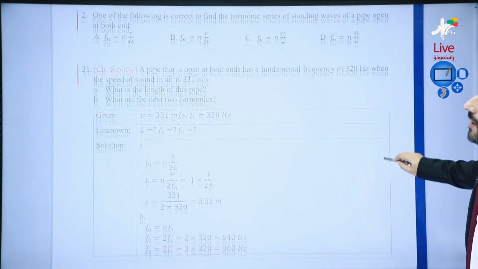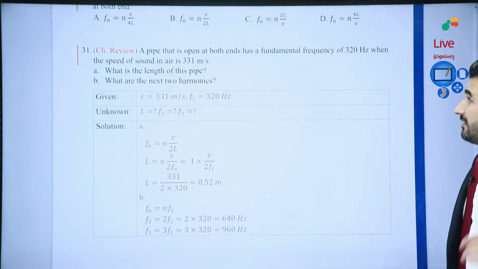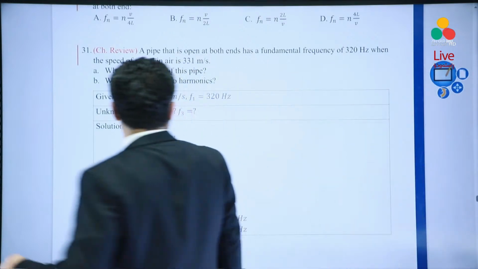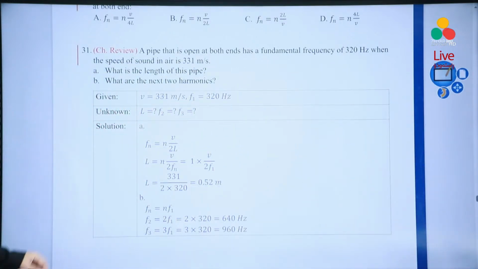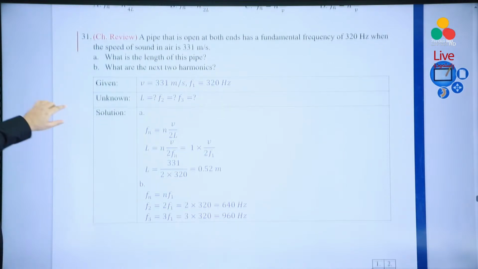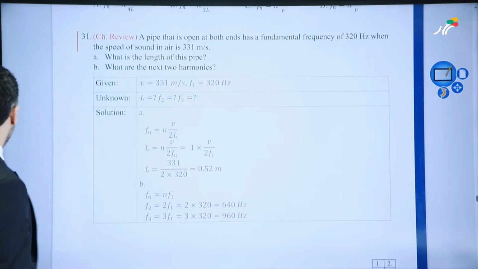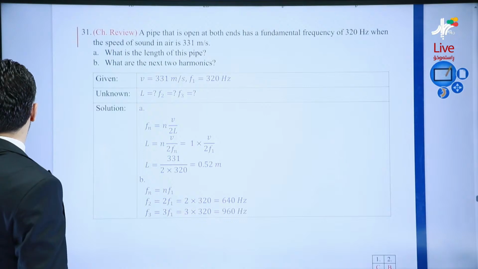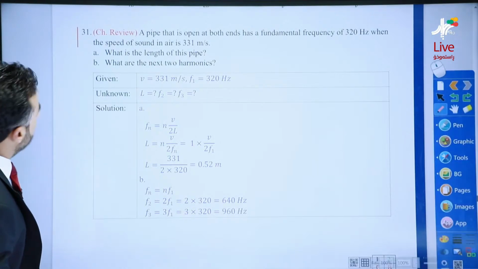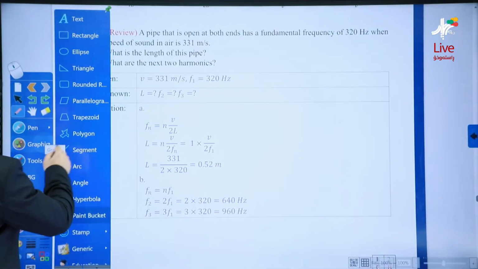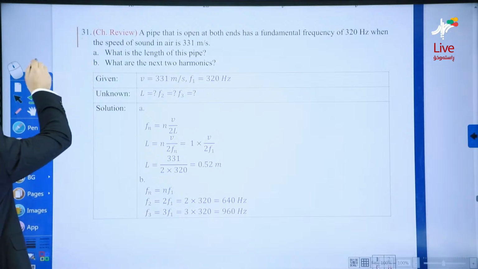Next says, a pipe that is open at both ends has a fundamental frequency of 320 hertz. When the speed of sound in air is 331 meters per second, what is the length of this pipe? All right, good enough. So how about we get this one back? And then let's solve this question and see how it is done.